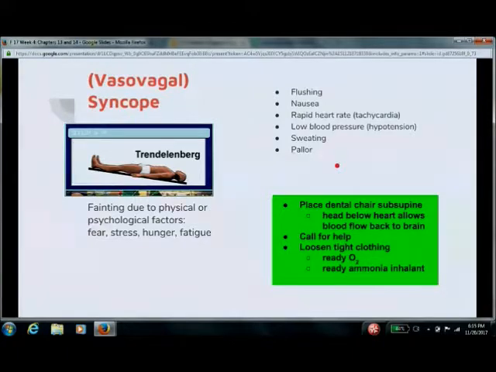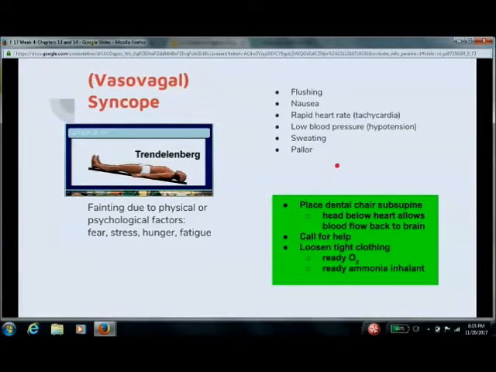So the fancy name for fainting is syncope. And we call it vasovagal because it is usually easily reversed by putting the patient into Trendelenburg, which is a word we learned last week. Trendelenburg is a supine position where the head is lower than the heart. So the blood rushes back to the brain, and then the patient typically wakes up. So fainting, they go unconscious for a moment. We put the chair down, they wake up.